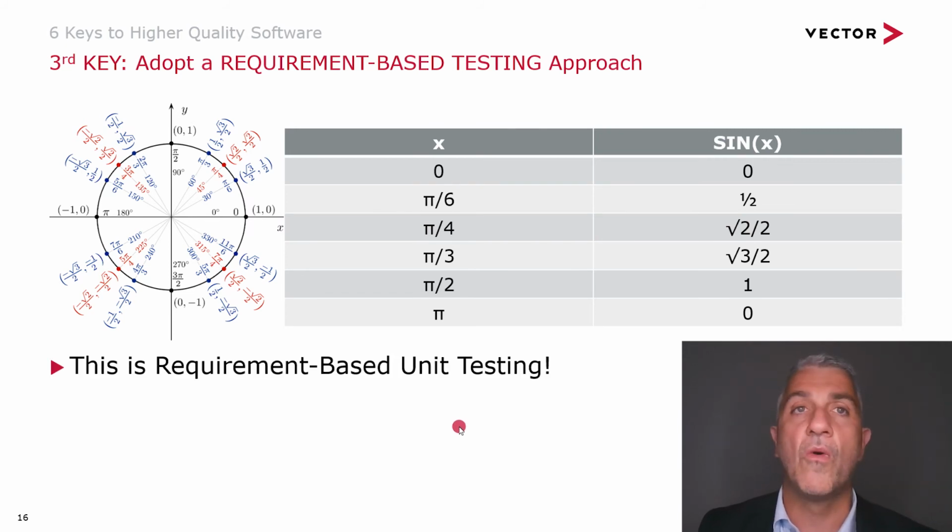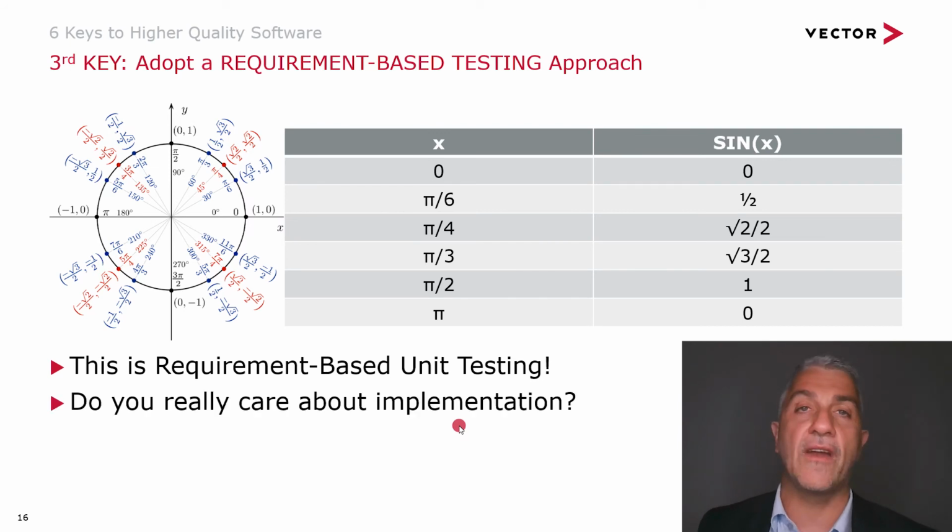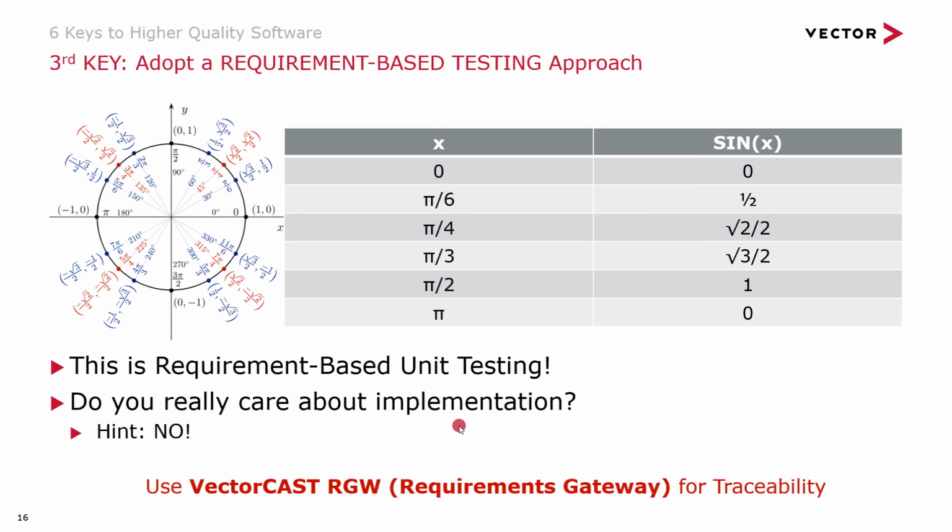So this is requirement-based unit testing. This is what you need to do before going to VectorCast. Do you really care about the implementation, about the code? No. This is a way to do real black box testing based on the requirement, so a requirement-based testing approach. And of course, you can use VectorCast Requirement Gateway for traceability between your requirements and the test cases.